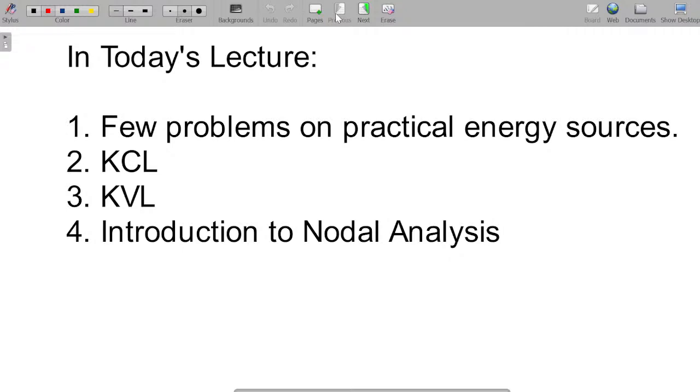So today we'll be continuing whatever we have done so far. Yesterday we were discussing practical energy sources, and in the end we did one question regarding practical energy sources. Today we'll be continuing a few more problems on practical energy sources. We'll be seeing what is KCL, what is KVL, and in the end we'll try and finish off with nodal analysis, right? So these are the four topics that we aim to finish today.